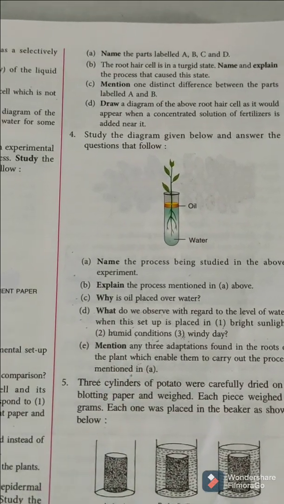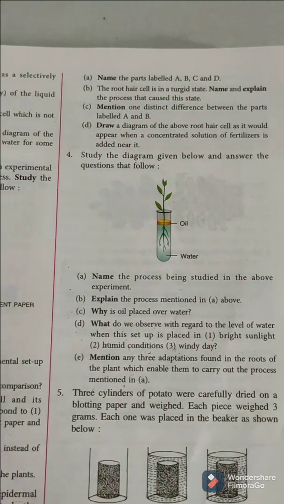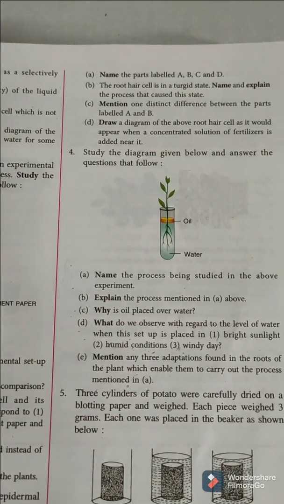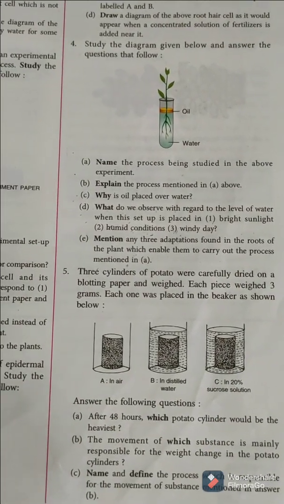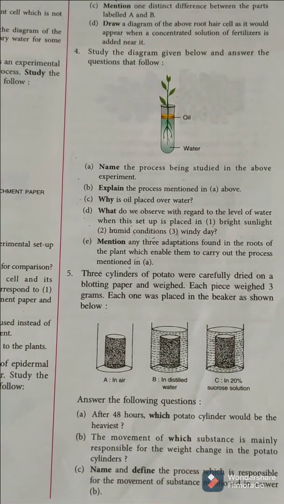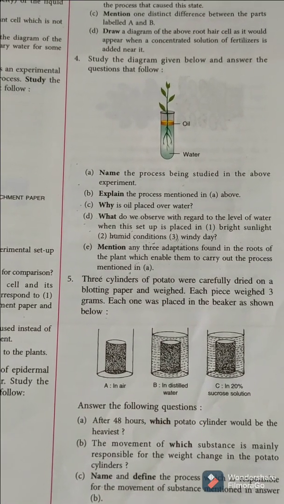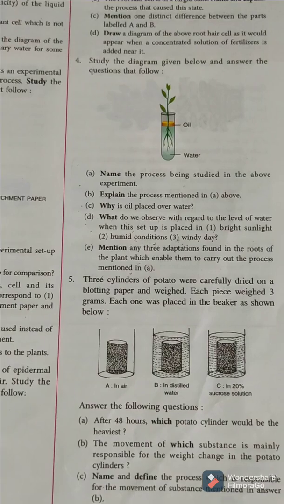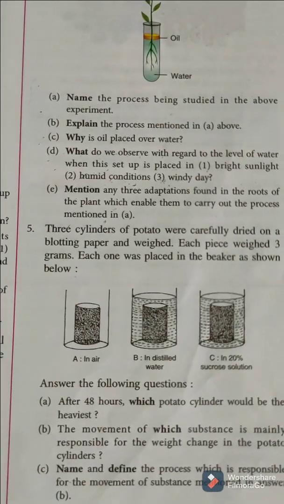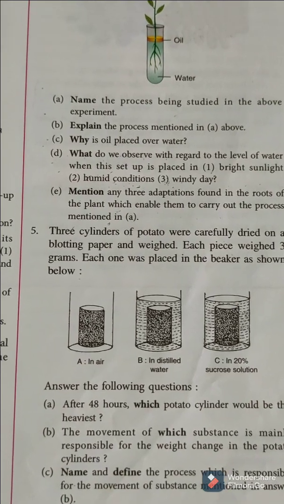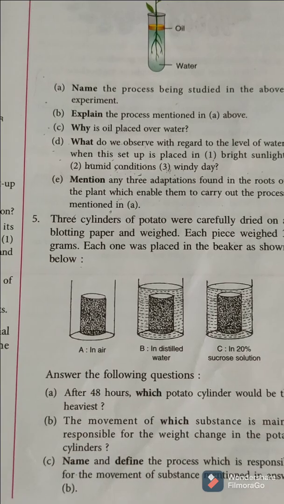You have to give the points which are already mentioned on page number 38. So, three features of root, you will mention those. Now, three cylinders of potato were carefully dried on a blotting paper and weighed. Each piece weighed 3 grams. Each one was placed in a beaker as shown below. You can see in one beaker air is there, in beaker B distilled water, and in C 20% sucrose solution.